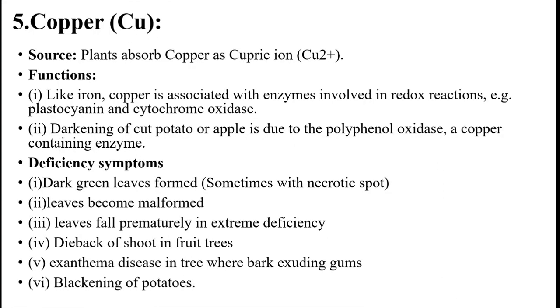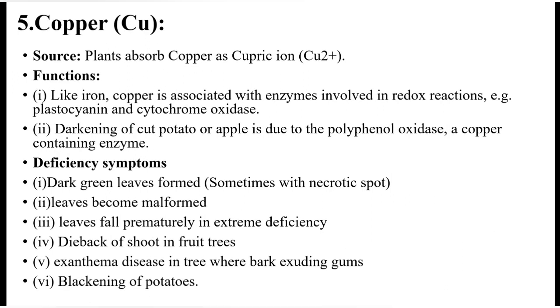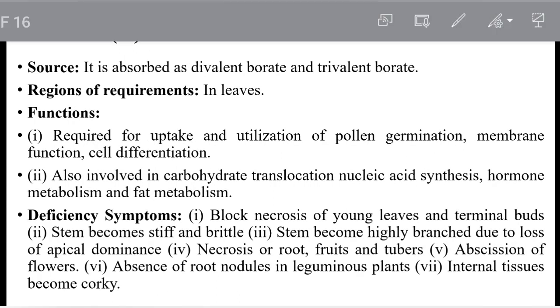Then copper. Plants absorb copper as cupric ion. Function: like iron, copper is associated with enzymes involved in redox reactions, for example plastocyanin and cytochrome oxidase. Darkening of cut potato or apple is due to polyphenol oxidase, a copper containing enzyme. Deficiency symptoms include dark green leaves formed, sometimes with necrotic spots. Leaves become malformed. Leaves fall prematurely in extreme deficiency. Dieback of shoot in fruit trees. Exanthema disease in trees where bark exudes gums. Blackening of potatoes.